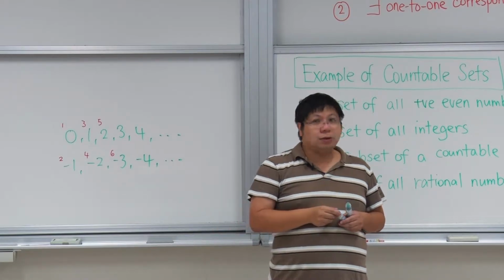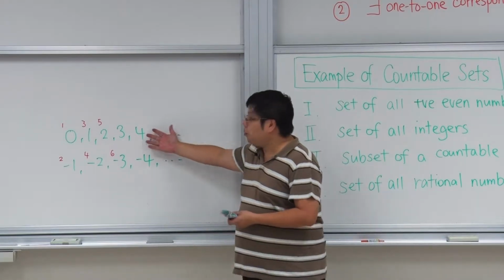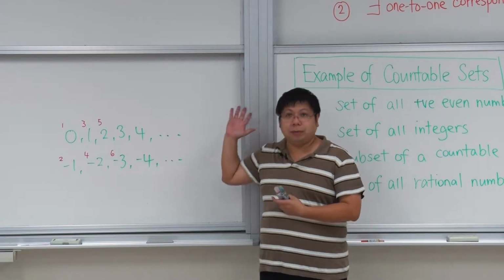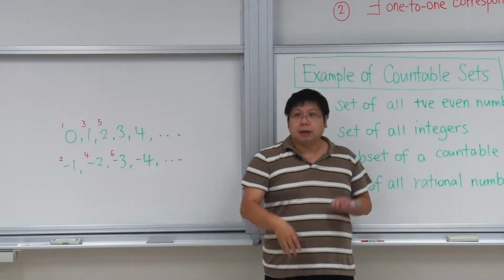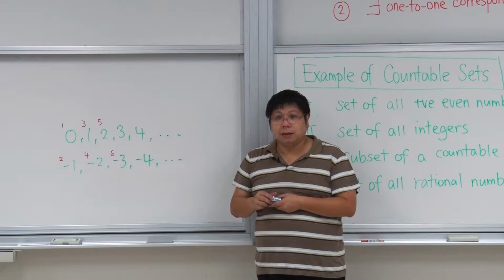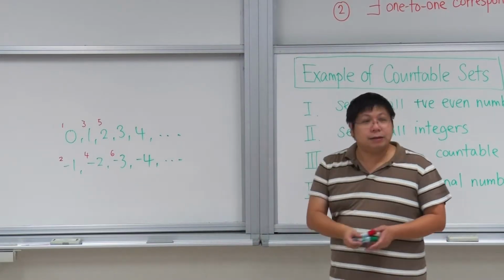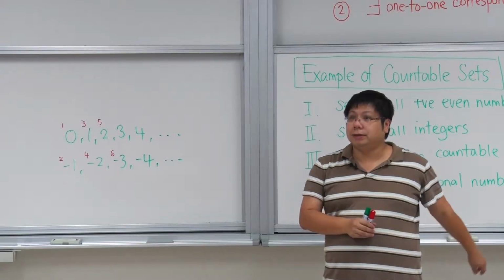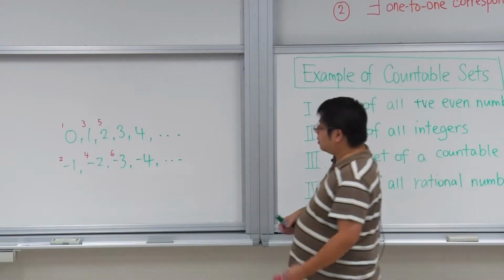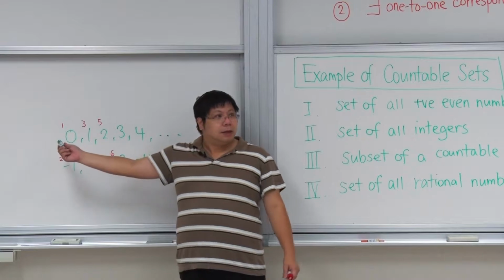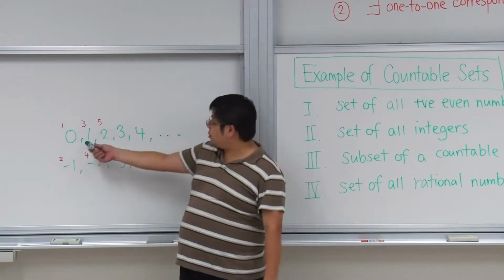So what is good about this? No matter how large your number is or how negative your number is, it will be listed. In that case, this is a countable set. Is that okay? Although this one-to-one correspondence is more difficult to describe, you can still describe it.